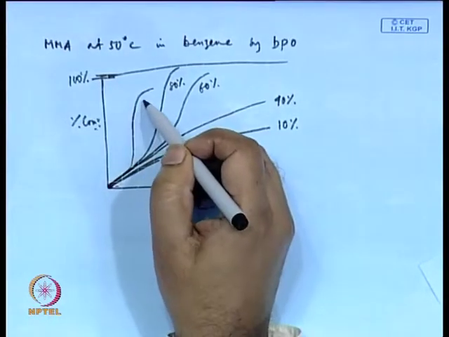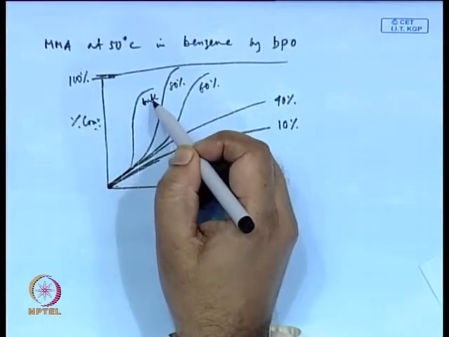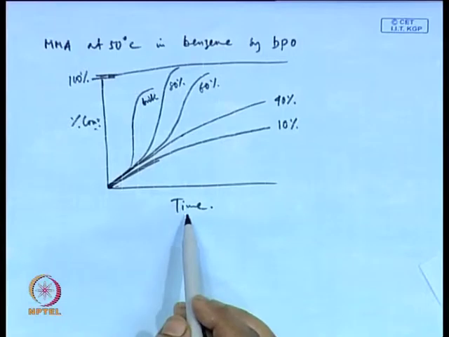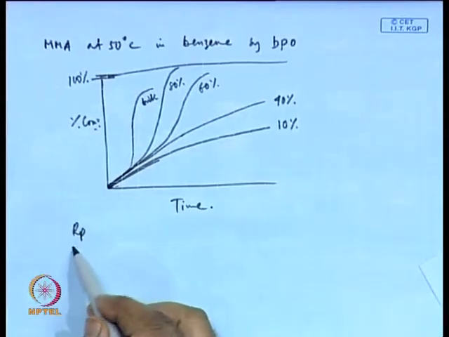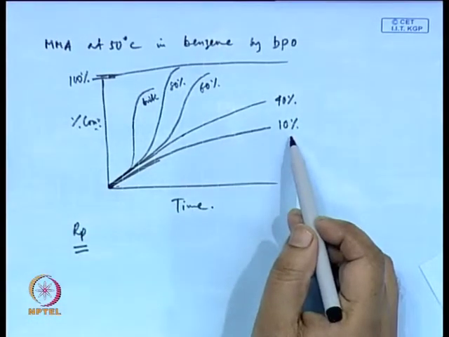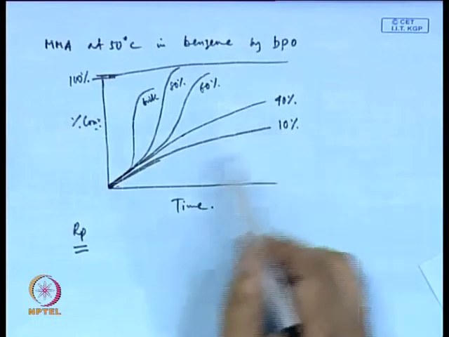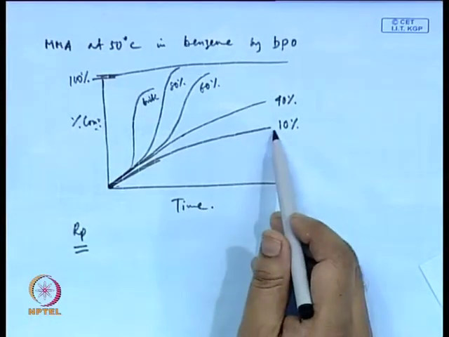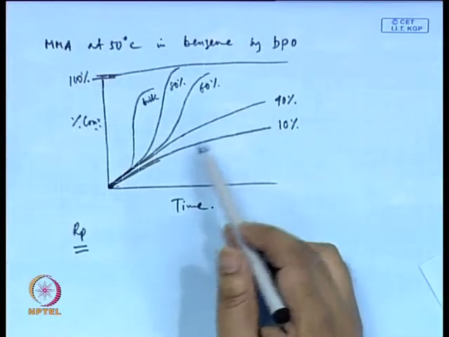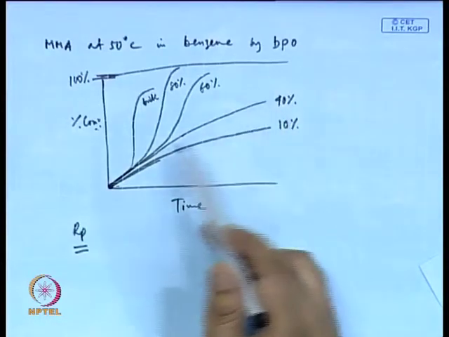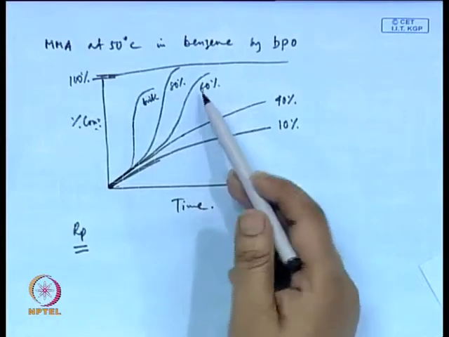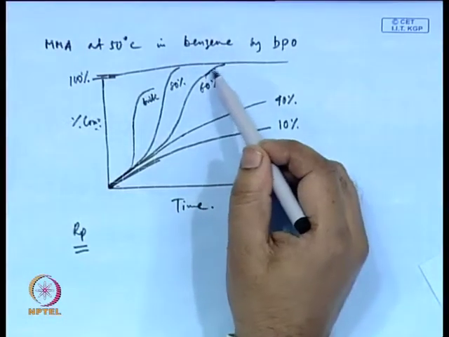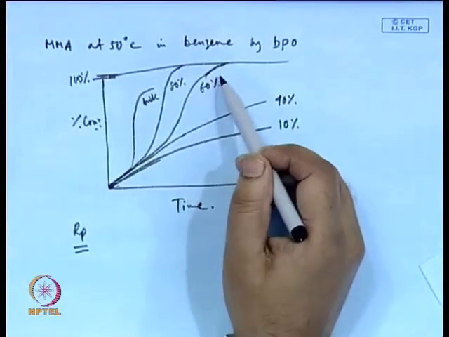This is bulk. Okay. So, this conversion versus time gives you rate of polymerization. If you do it at a 10% concentration, then the rate goes down slowly, but no gel effect happens. It does not happen for 40% as well, but if the concentration of the monomer is very high, 60%, then there is a gel effect.